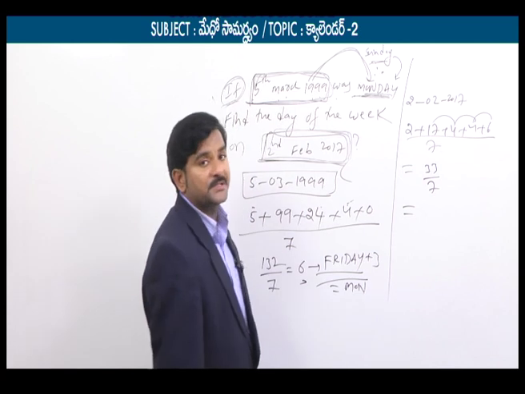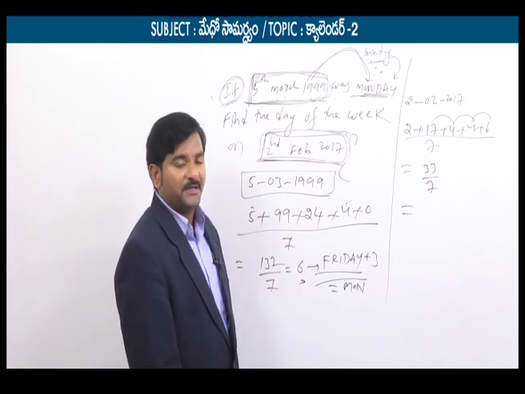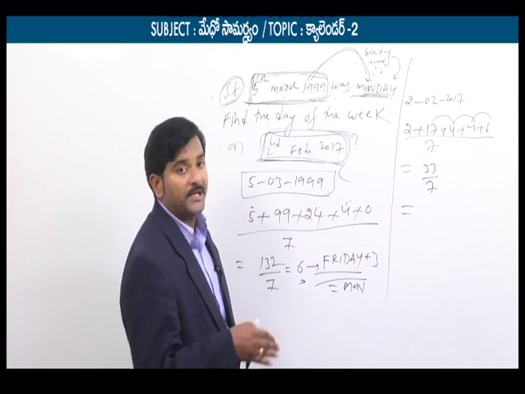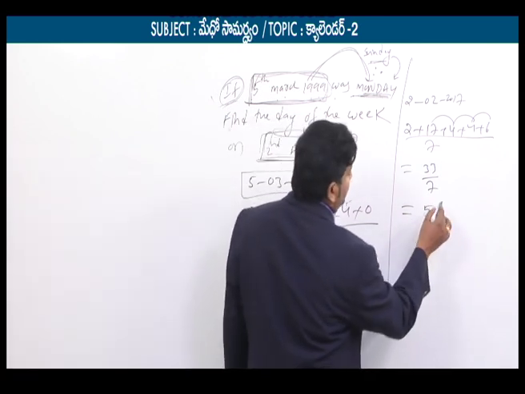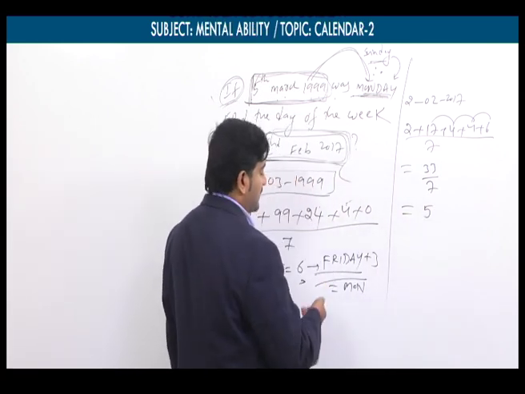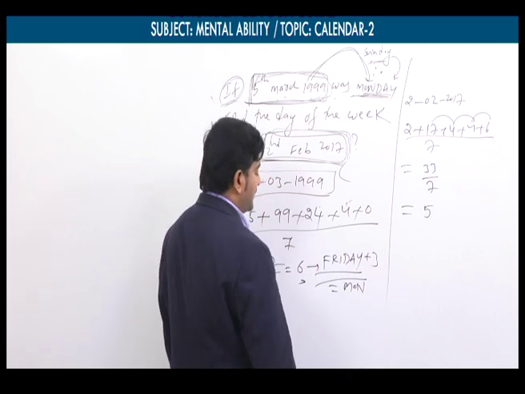33 by 7 means how much? 7 5s are 35. It won't go. 7 4s are 28. 28 means again how much am I getting? 5 I am getting. Lucky. Okay, here 6 I am getting. There only 5 I am getting.